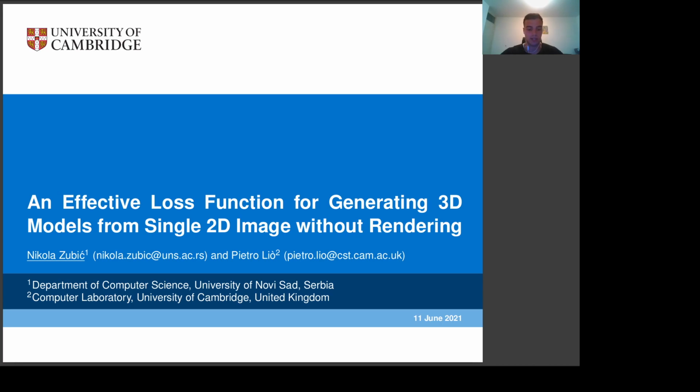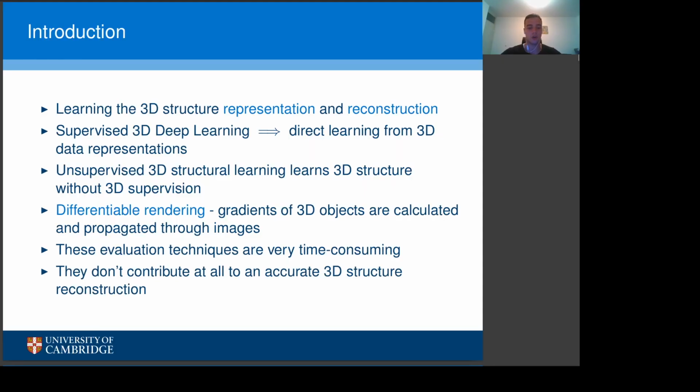Today I will be discussing my latest work entitled An Effective Loss Function for Generating 3D Models from Single 2D Image Without Rendering, a work done with Professor Pietro Leo from the University of Cambridge concerning the problem of single view 3D reconstruction. So, to introduce the problem, one of the main problems in 3D computer graphics and vision is the ability of a model to learn 3D structure representation and reconstruction.